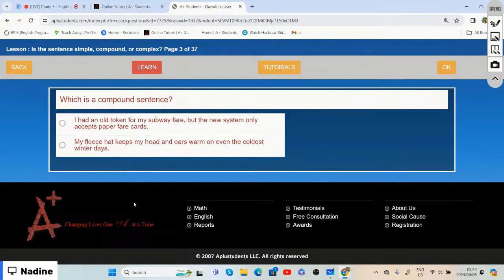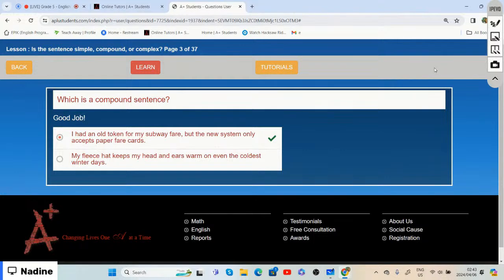All right, and if we choose the correct one, which is a compound sentence, then we'll go to the first one. It says, I had an old token for my subway fare, but the new system only accepts paper fare cards. So well done.